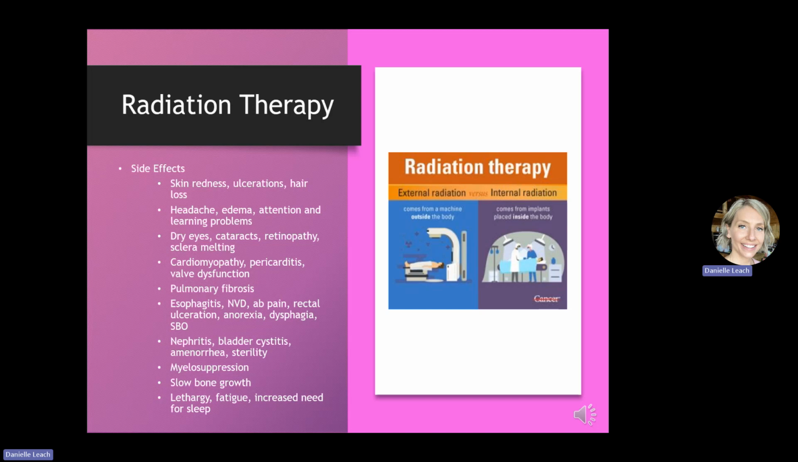So there are, as you can see on this slide, many side effects to radiation therapy. Specifically to external radiation is the first bullet point on here. Same as if a ray of sunshine is beating down directly on a person's body, they could have things like skin redness, dermal ulcerations, and hair loss. And then all of these other side effects that are listed here.